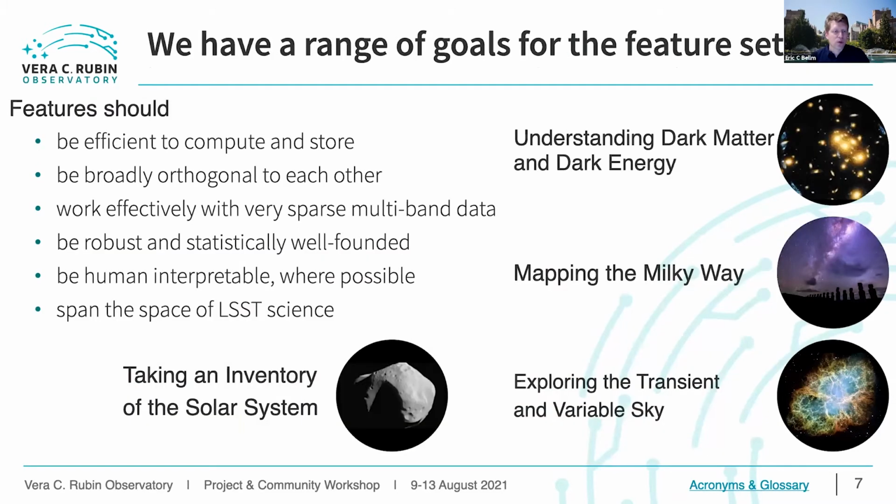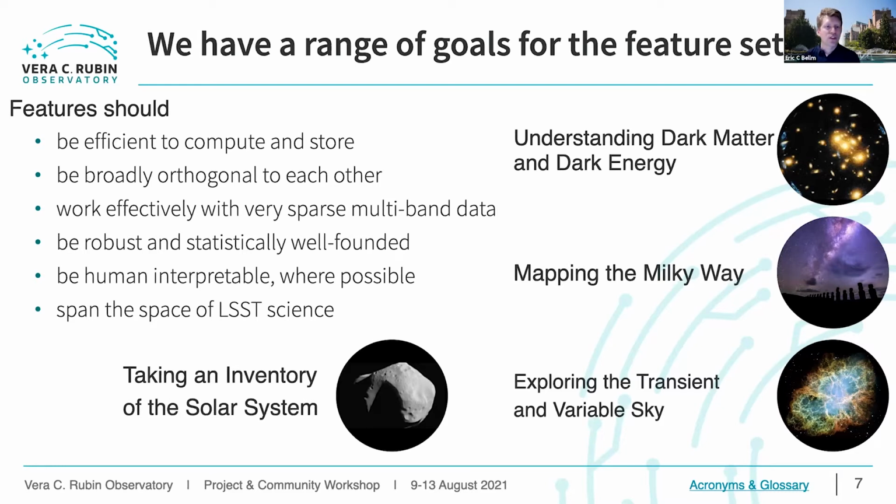So in terms of goals for the feature set we eventually work with, maybe let me start from the bottom here. Again, we want features that are of service to all of the major science pillars of the Rubin survey, everything from solar system and transient science, mapping the Milky Way, and of course the dark matter and dark energy mission.